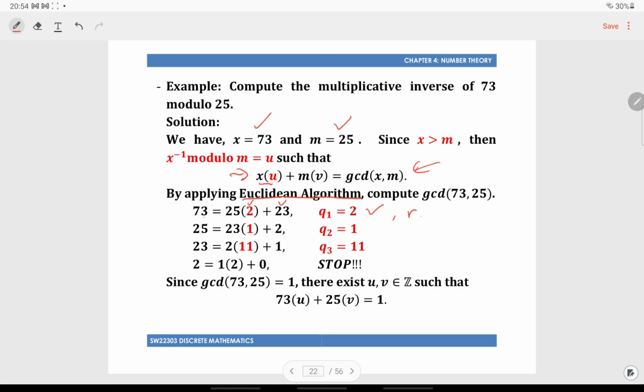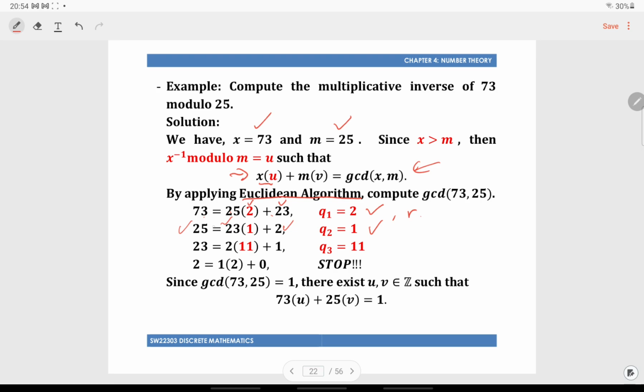Because the remainder is not equal to 0, we need to proceed. We take 25 as the new dividend and 23 as the new divisor. 25 divided by 23, the quotient equals 1, the remainder equals 2. Because the remainder is not equal to 0, we need to proceed to the next step. But before that, take note about the value for the quotient. The second quotient equals 1.